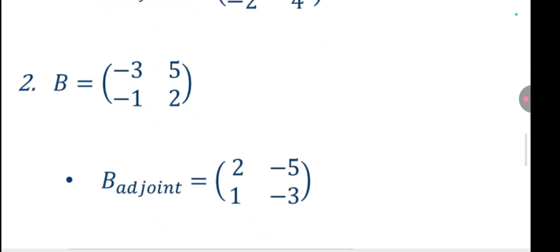The next example, B equal to minus 3, 5, minus 1, 2. The adjoint of B matrix is equal to: now change the position of the main diagonal elements, so that is 2, minus 3. And change the sign of the other diagonal elements, that is 1, minus 5.